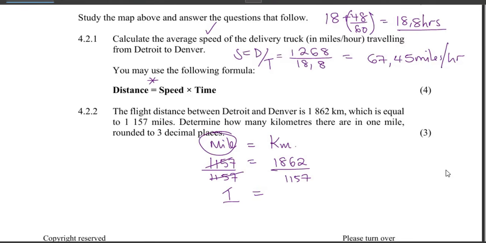Should give me 1862 divided by 1157. I end up having 1,612. So simply meaning 1 mile is equivalent to 1,612 kilometers.